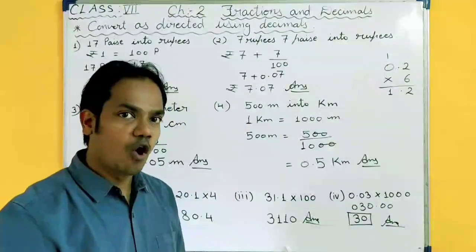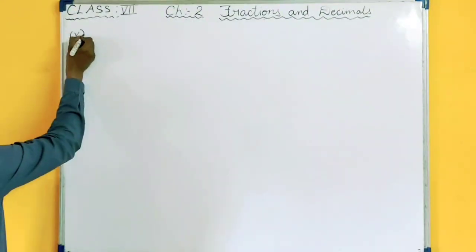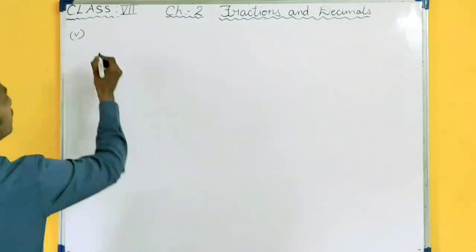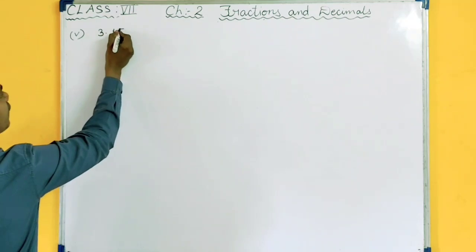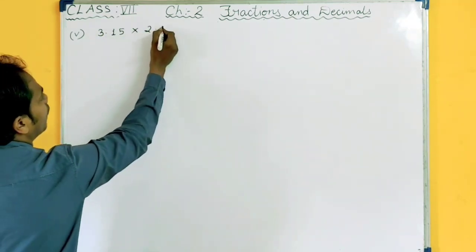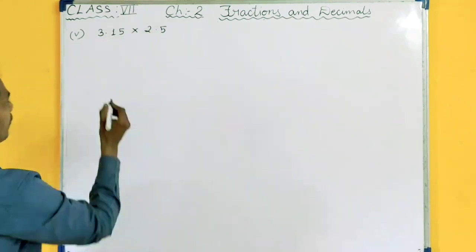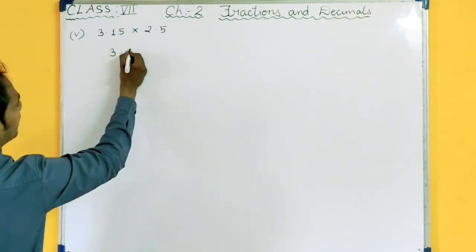Now I will explain you long multiplication. Fifth part. Okay, now fifth question. 3.15 multiply by 2.5. Multiplication already you have learned. So first multiply.